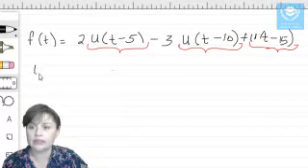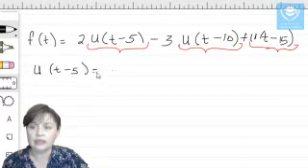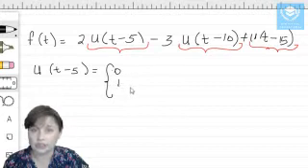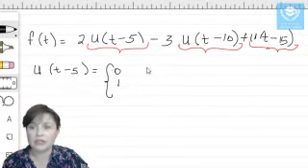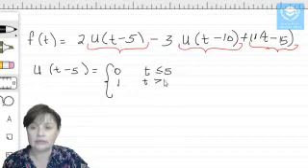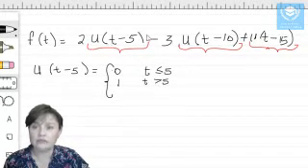So I'm going to take u of t minus 5, and that is equal to either 0 or 1, and we're going by the definition of the Heaviside function now, where t is less than or equal to 5, and where t is greater than 5. Okay, so that's for the first one.